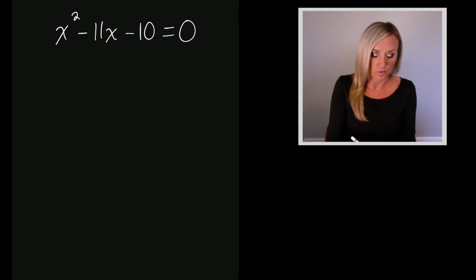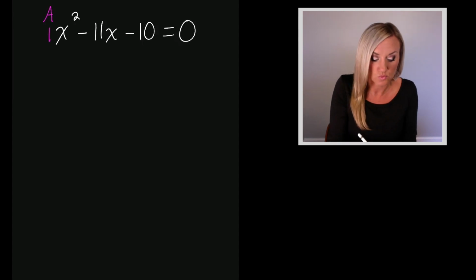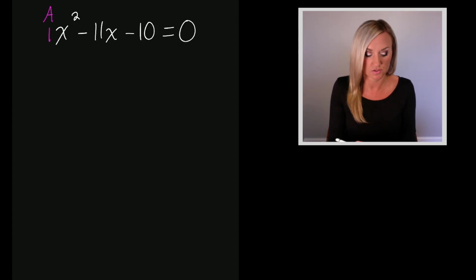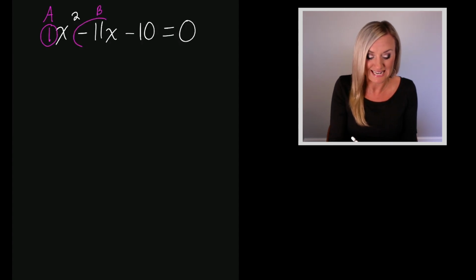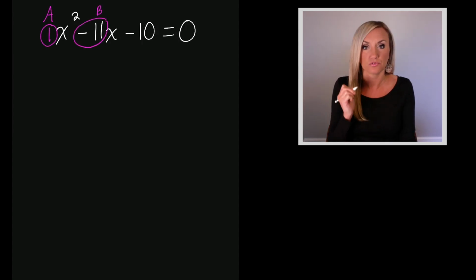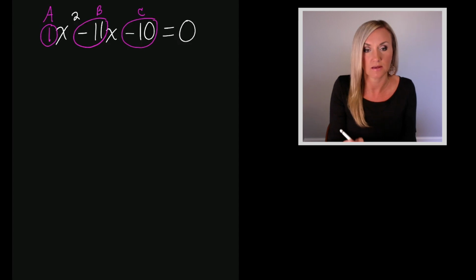And so what we're going to do is use the quadratic formula, but first we're going to write out everything. What is my a? My a is 1. If there's no number in front of the x squared, then it is 1. Your b is -11. Very important to include the negative sign. And then c is -10.